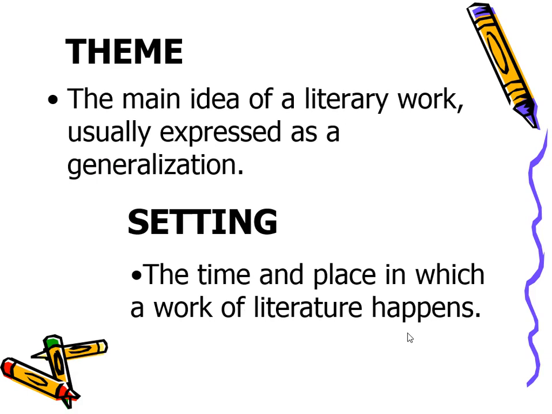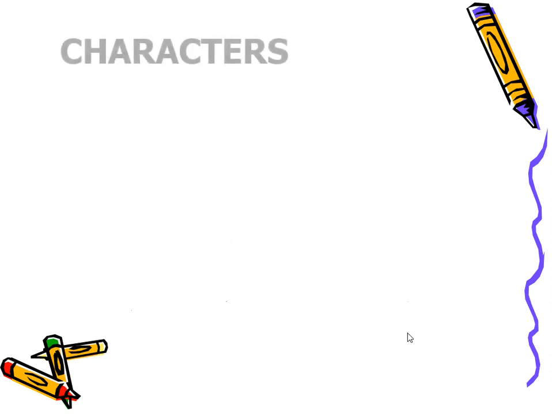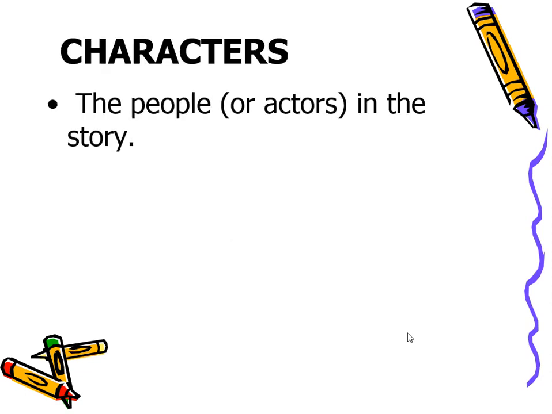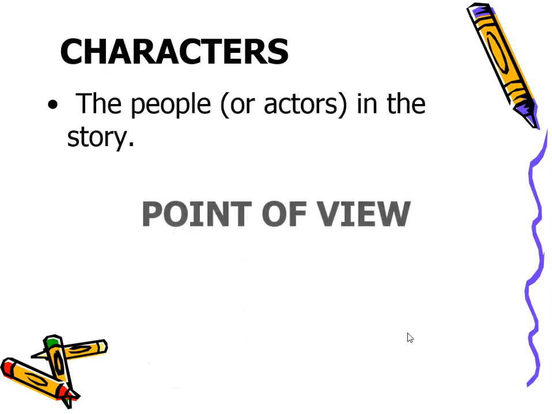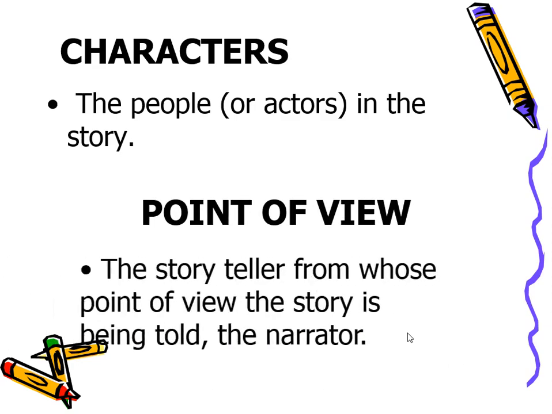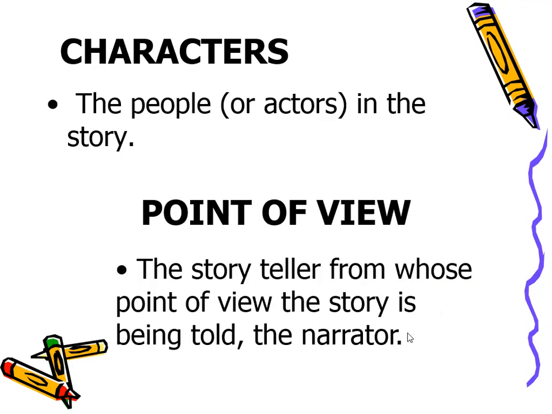The theme, the main idea of a literary work, usually expressed as a generalization. The setting is the time and the place in which a work of literature happens. The characters are the people or actors in the story. The point of view is the storyteller from whose point of view the story is being told, the narrator who is telling the story.